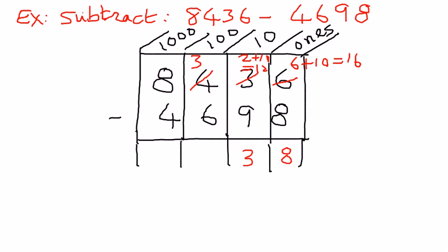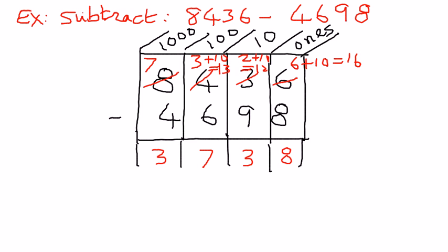Now we come to the hundreds place and make a decision here. 3 is less than 6, therefore we're going to borrow from the thousands place. So we borrow from 8. 8 minus 1 becomes 7, and to the 3 we add 10, and it becomes 13. Now 13 is greater than 6, therefore we subtract 6 from 13. 13 minus 6 is equal to 7, and we place the 7 there. Now 7 is larger than 4, therefore 7 minus 4 is equal to 3.